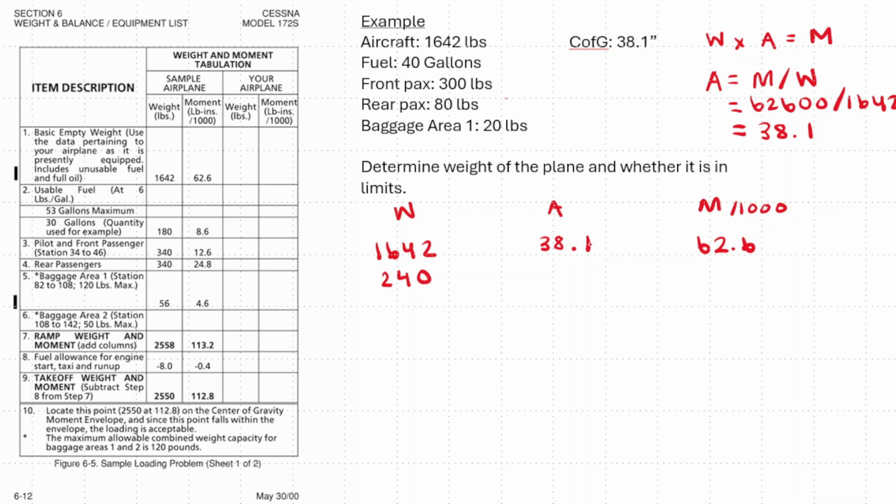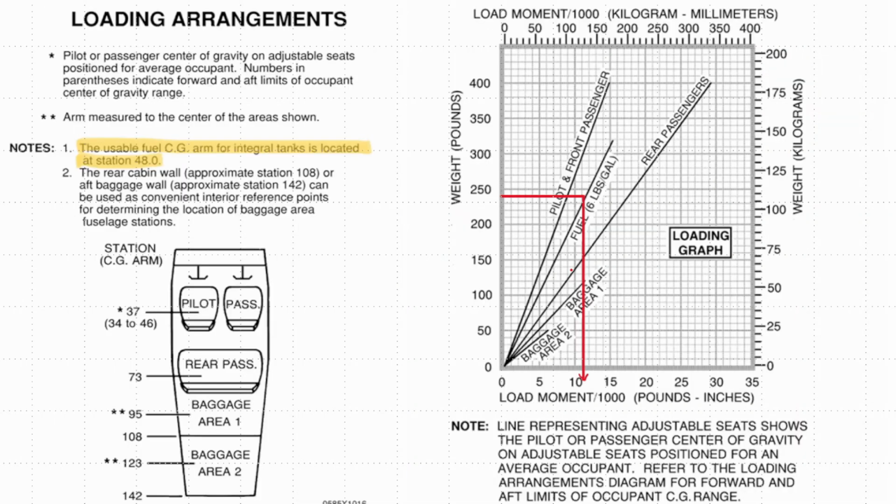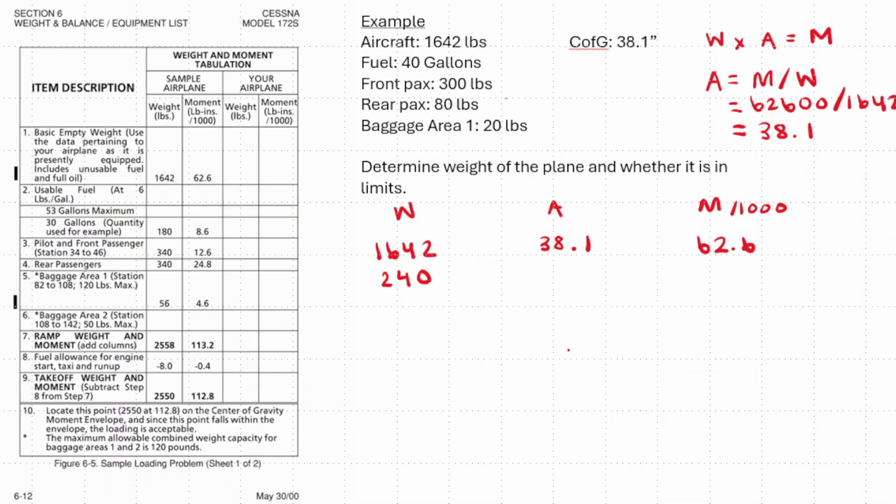Now, our next thing, we need to find out the arm. We need to find out what the arm is so that we can find the moment, right? Let me show you something here. So these are two more pages I pulled from the POH. There's two ways you can figure this out. I prefer just using the loading arrangements page, but I wanted to show you the other one just in case that's something that you would prefer to use. So for the loading arrangements, as you can see here, the usable fuel center of gravity arm for integral tanks is located at station 48. So that's what I'm going to use, okay? I'm going to put that here. So I know that my arm is 48.